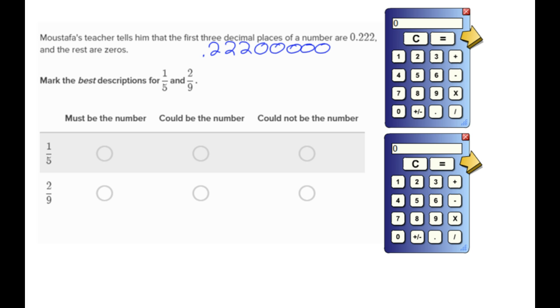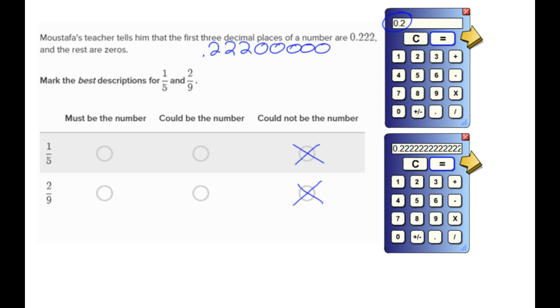Well, let's see what 1/5 is first. 1 divided by 5 equals, and then also 2/9, so we want 2 divided by 9 equals. So the one answer is 0.2, and the other answer is 0.22222. So 1/5, because it only has one 2, this could not be the number. Okay, 2/9. Because this continues 2 2 2 2 2 2 2 2, it could not be the number.